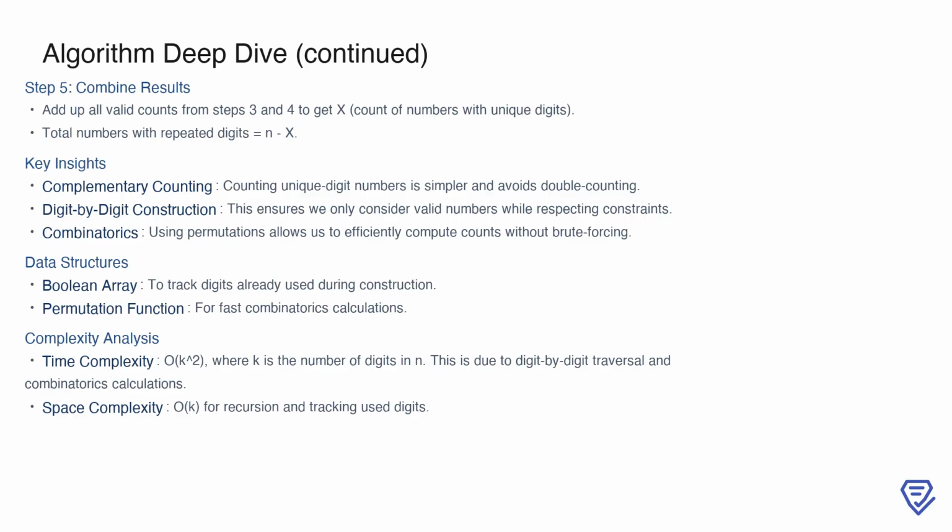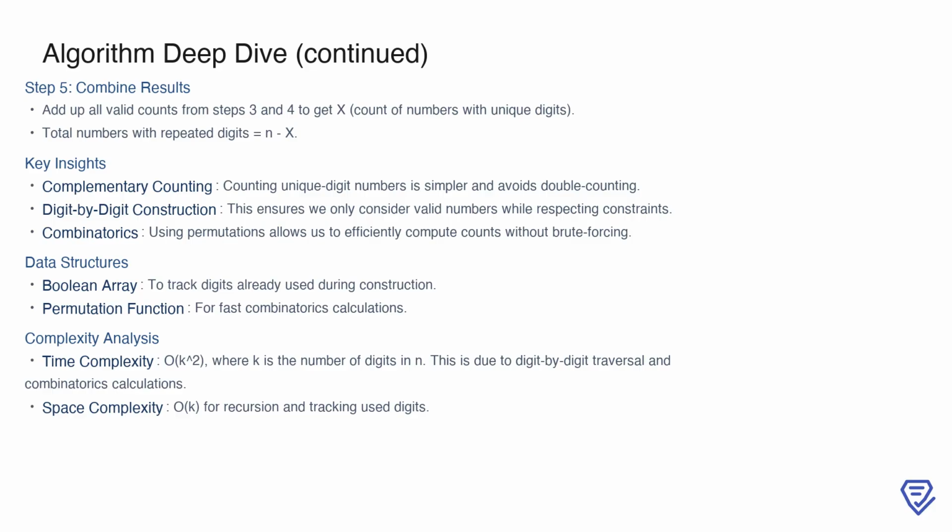Several key insights make this approach effective. First, complementary counting simplifies the process and avoids errors like double counting. Second, the digit-by-digit construction ensures we only consider valid numbers that meet the constraints. Finally, the use of combinatorics, specifically permutations, allows us to compute results efficiently without brute forcing through all possible numbers.